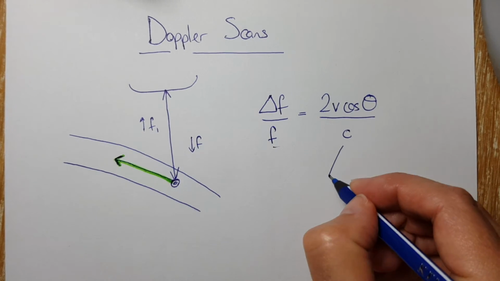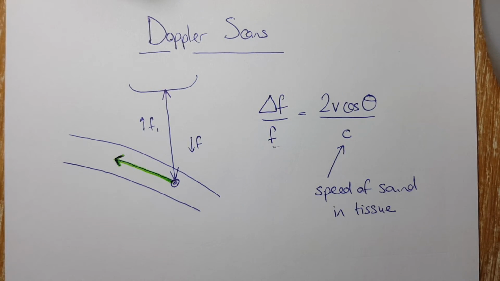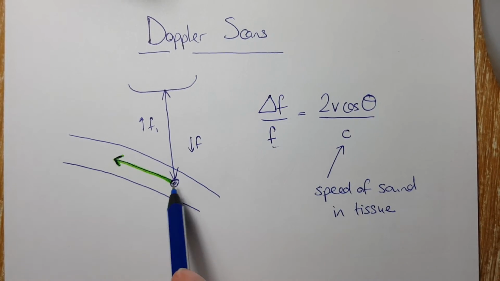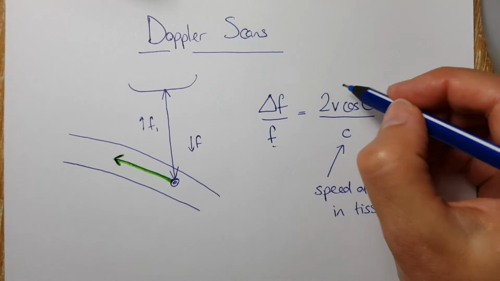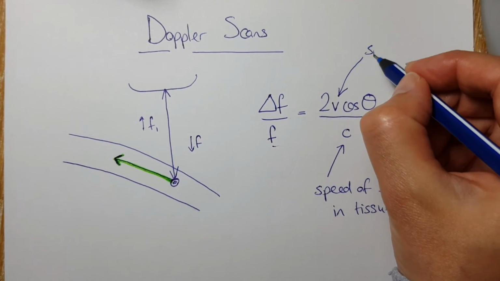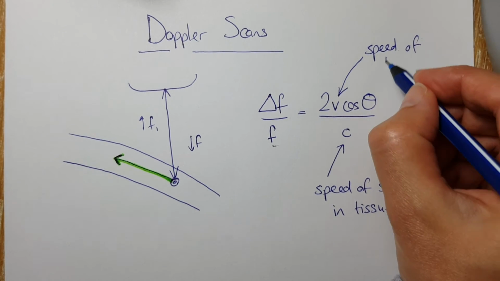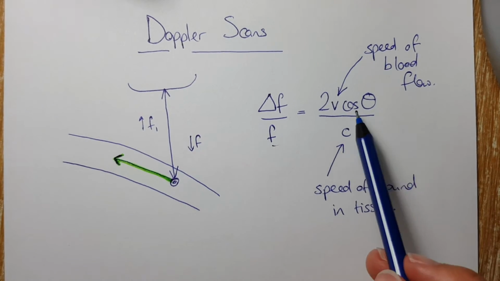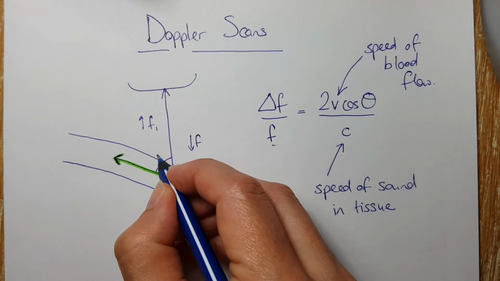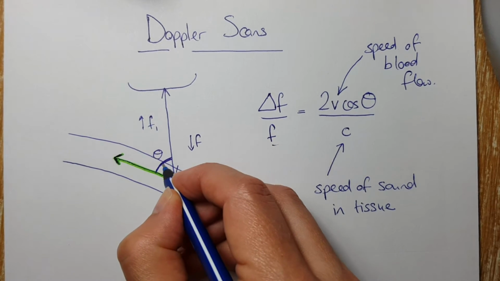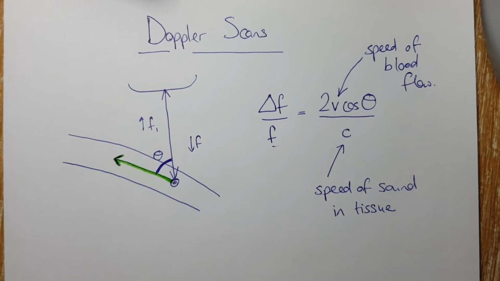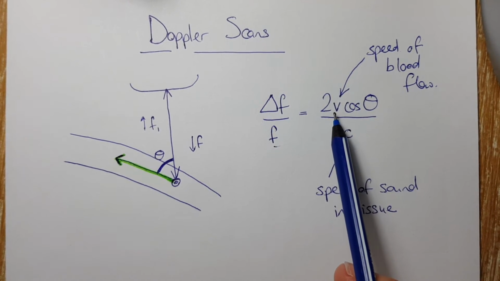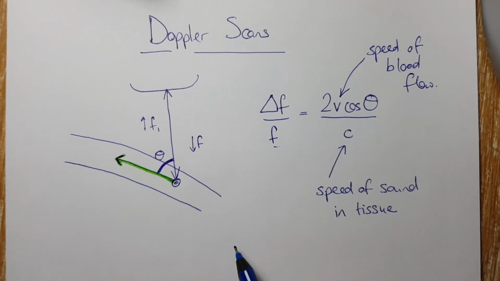c is the speed of sound in the tissue. Obviously, you put the ultrasound transducer as close as possible to the blood vessel there. v is the speed of the blood flow. And then theta is this angle here, so the angle between the flow and the direction of the sound wave. And so this is how you can work out the speed of the blood flow using an ultrasound scan.